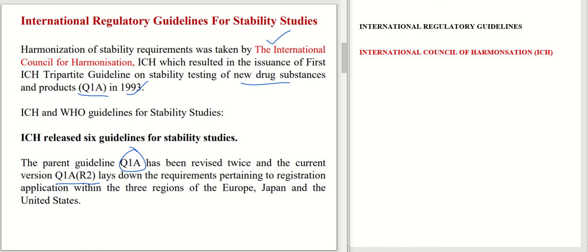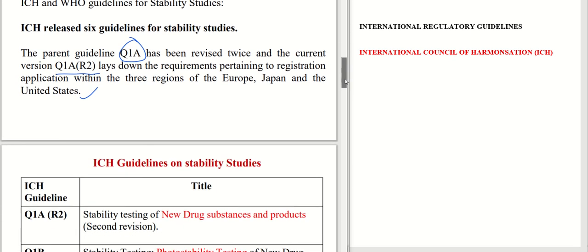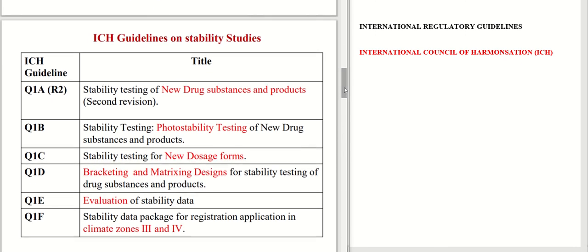This contains the requirements that are needed when we want to register a new drug molecule in the regions of Europe, Japan, and United States. So this is about the introduction. Now let's see the guidelines in brief. ICH has given a few guidelines to carry out stability studies.